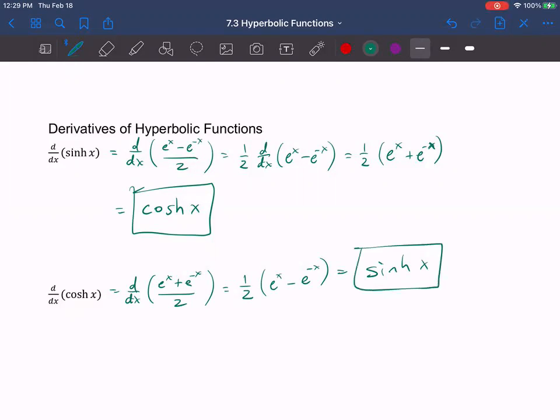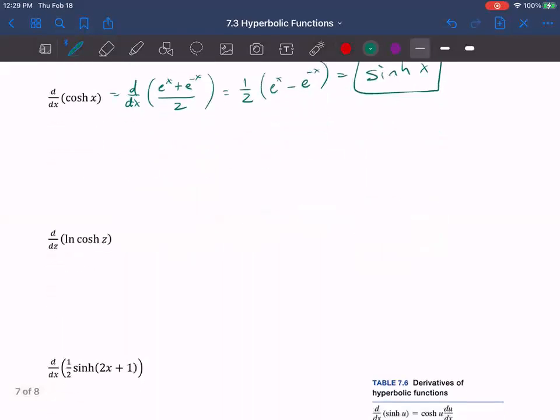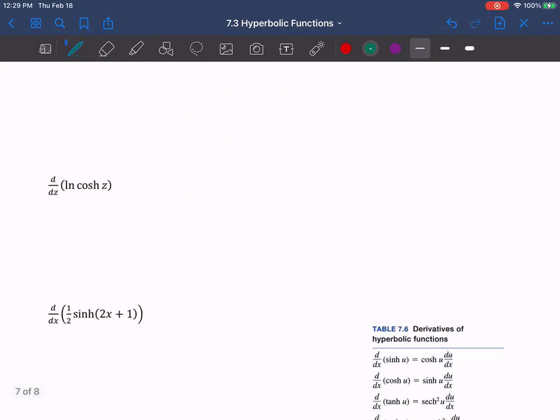Cool? All right. Let's take a look at this one. Maybe I'll do one of them and let you do the other. Let's walk through this one together. d dz of the natural log of the hyperbolic cosine of z. And remember, this is all inside that, right? So what's the derivative of this guy going to be?